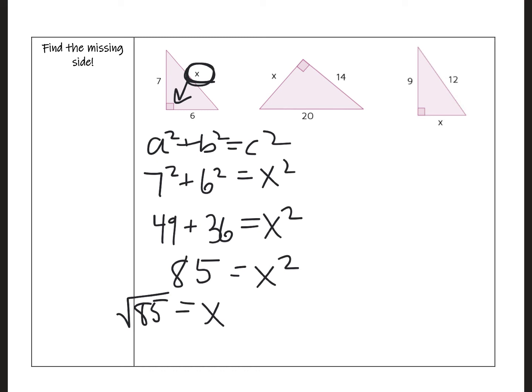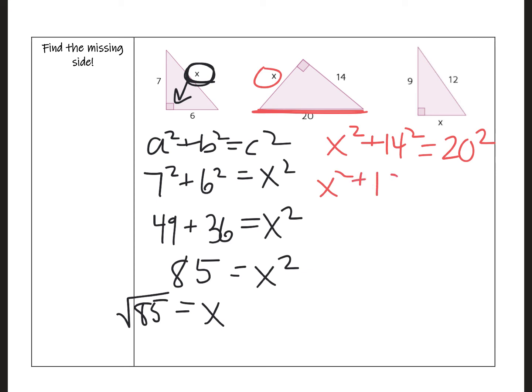Okay, for the second one, this time they gave us the hypotenuse and we are looking for one of the legs. So we have x squared plus 14 squared equals 20 squared. So we haven't seen this type yet. Okay, so x squared, and then 14 squared is 196. Knowing those squares from last year will definitely come in handy here. And then 20 squared is 400.